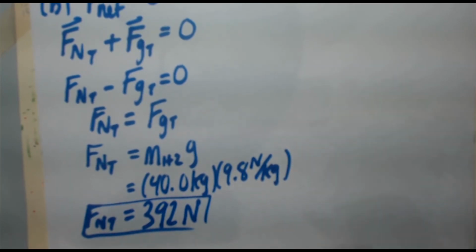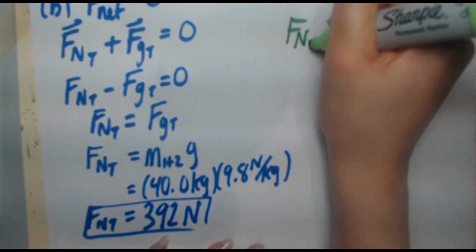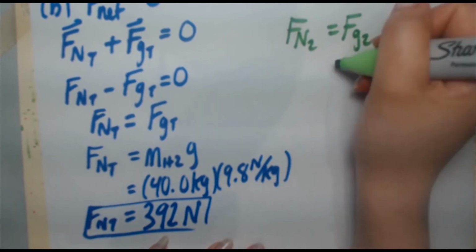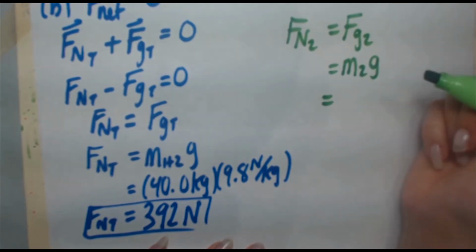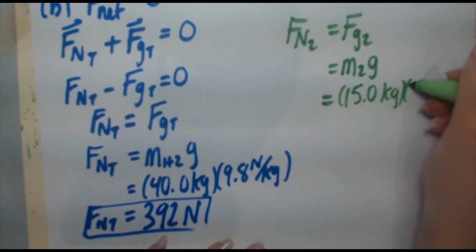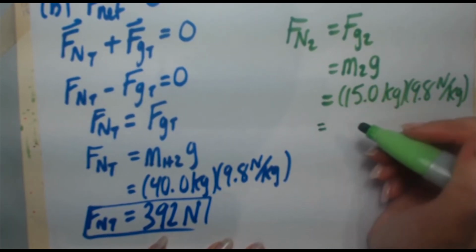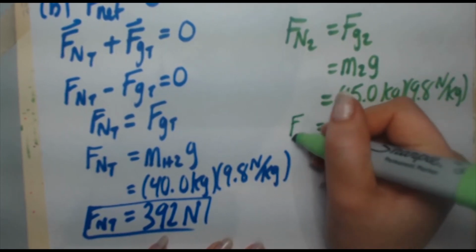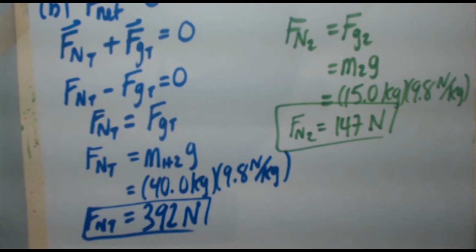So all we need to do for the next part is say, you know what, the normal force that box 2 is pushing up at is going to be equal to the weight of box 2. And that's equal to the mass of box 2 times acceleration due to gravity. So 15.0 kilograms times 9.8 newtons per kilogram. When you multiply those two out, you get 147 newtons. So that is the normal force acting on box 2 by box 1.